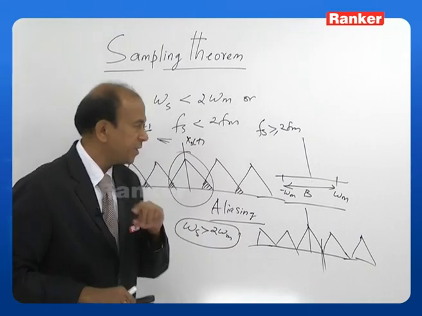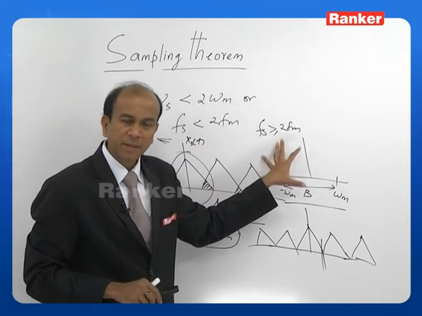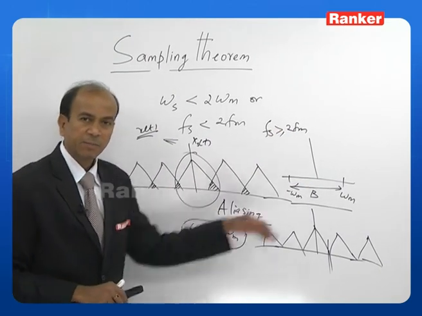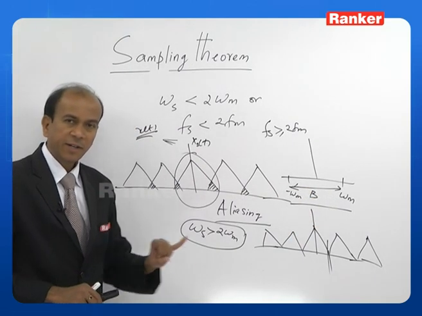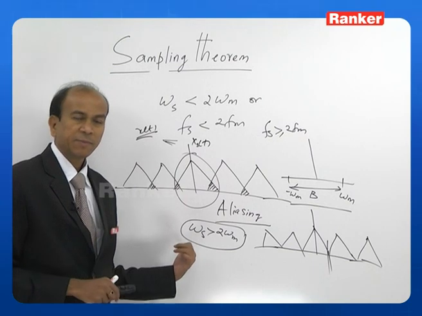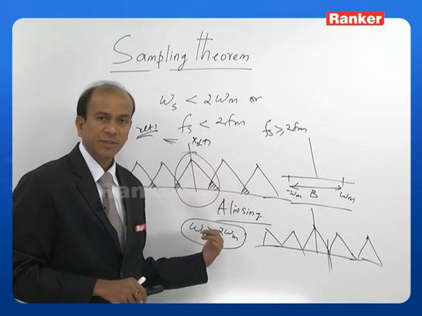And also another condition is the signal must be band limited. If the signal is band limited, then only I can calculate my sampling frequency. So, band limitation is one condition where I can easily retrieve. Second condition is the sampling frequency must be twice the band limiting frequency, or the maximum frequency of the signal.